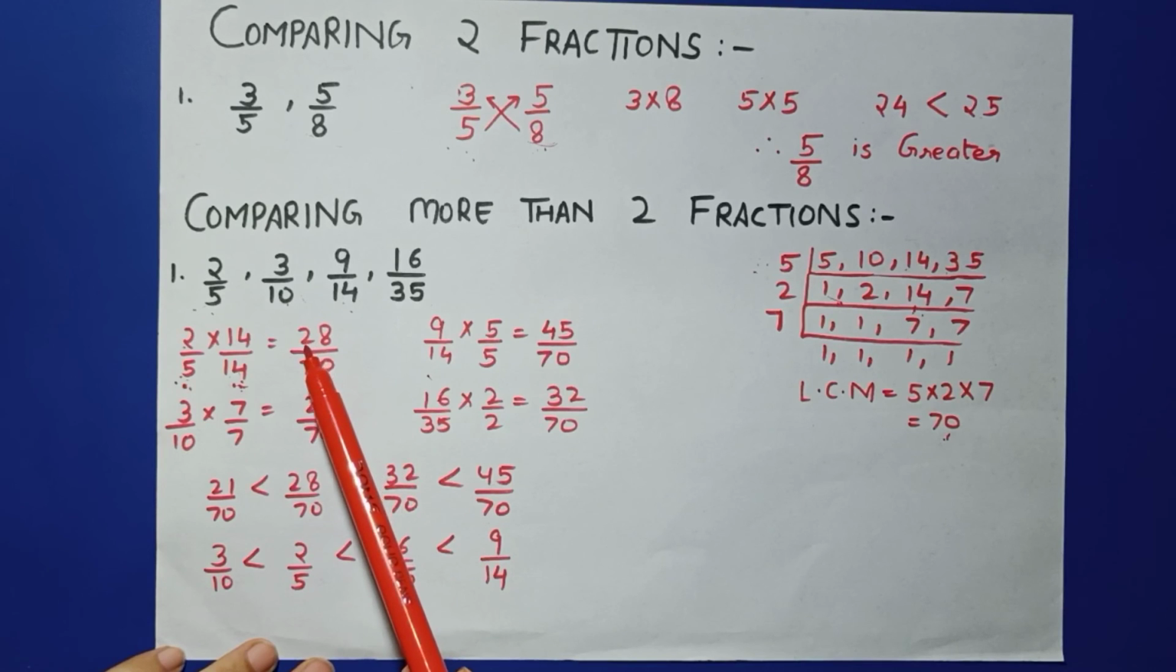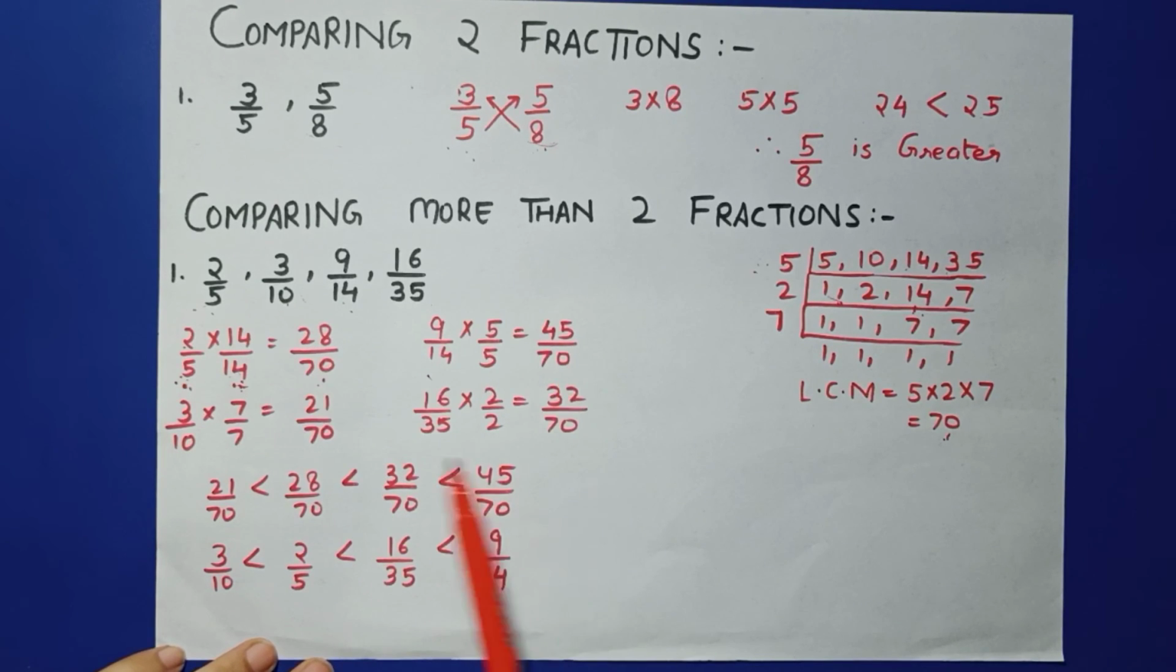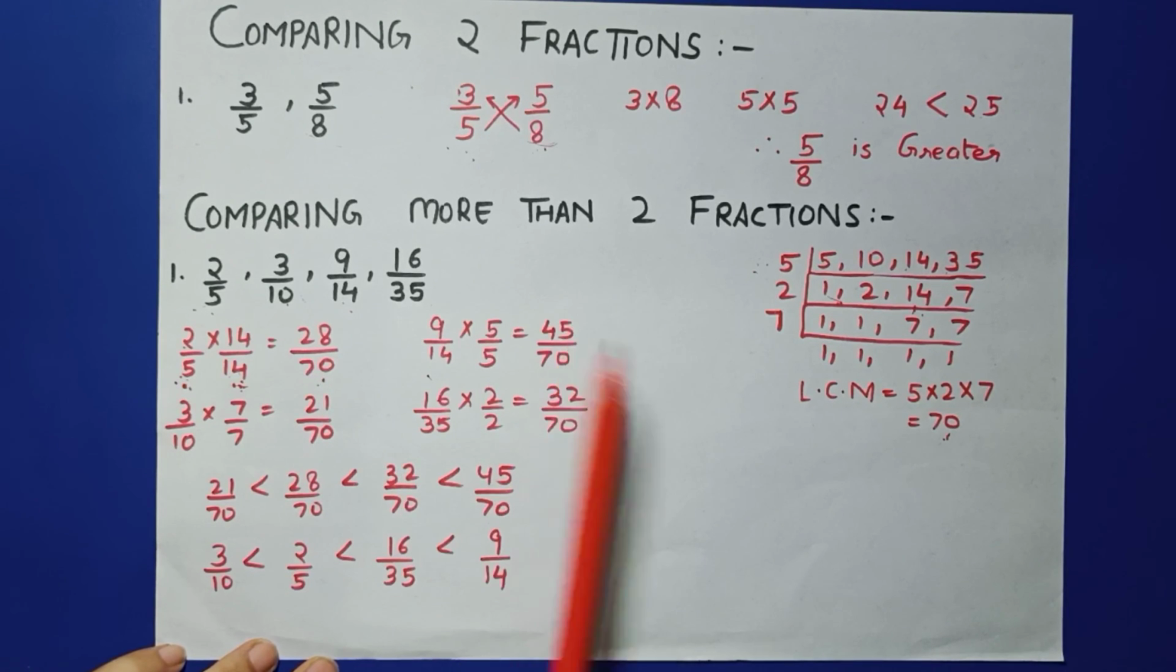Why? Because we only have to compare the numerator part. We don't have to see the denominator part because the denominators are already the same. So by comparing the numerators, the smallest among 21, 28, 45 and 32 is 21. So we'll write 21 upon 70. Then is 28, so 28 upon 70. Then is 32, so 32 upon 70. And then is 45, so 45 upon 70.